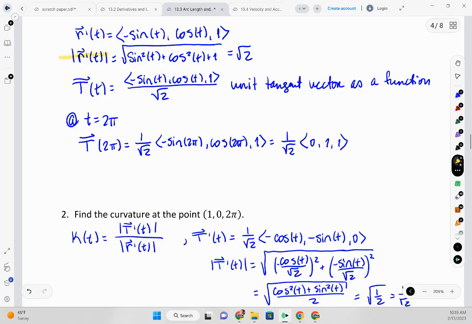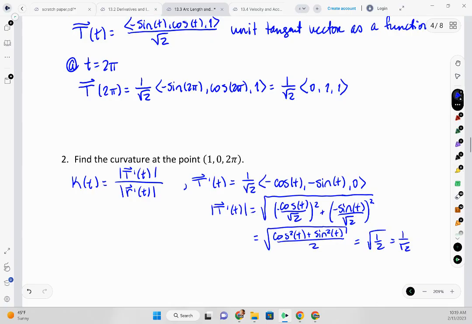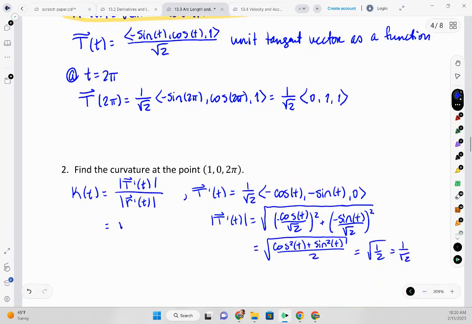I already have the magnitude of r prime of t right here. So I'm going to use that in my kappa of t, and I'm going to use my magnitude of T prime of t to get, all right, square root of 2, 1 over the square root of 2 on top. And in the bottom, I have the square root of 2, and that's going to simplify to just be 1/2. So what's interesting about this one is that I never even had to plug in t equals 2 pi because both of my magnitudes simplified to be scalars. That's the only reason, though. That will not always happen.